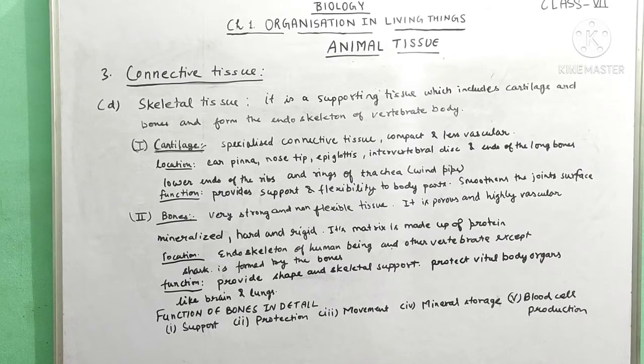Now talking about the location, the endoskeleton of the human body and other vertebrates except for shark is formed by the bones. Function: provides shape and skeletal support, protects vital body organs like brain and lungs. You have been knowing vital body organ. Vital body organ means that these are the organs without which a body will not be able to survive.